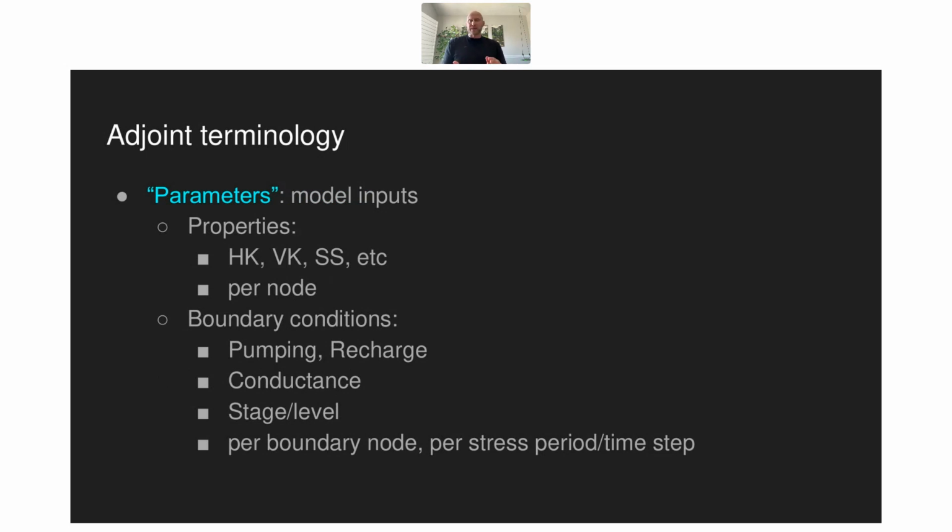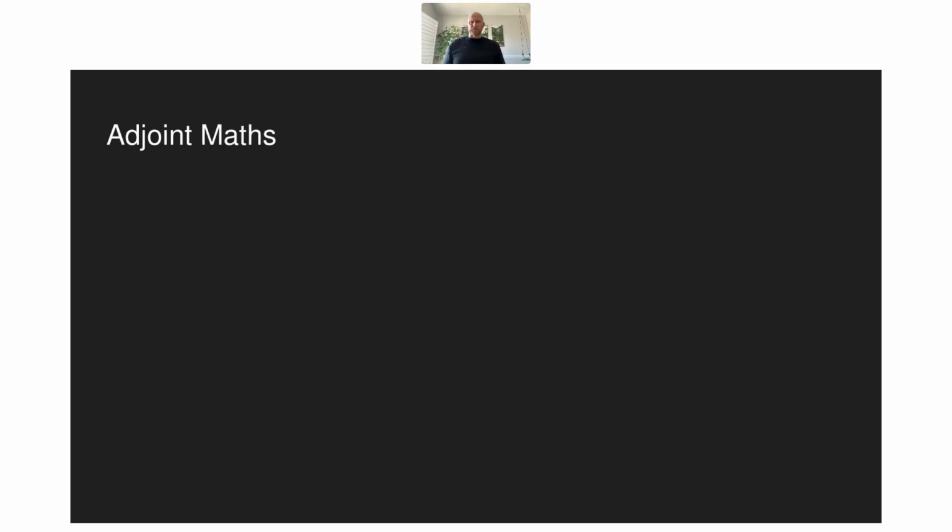And so we talk about properties, K, storages, but we're not talking about zones or pilot points. We're talking about grid scale. We're talking about the hydraulic conductivity in every model cell as a unique parameter. The storage in every model cell is a unique parameter. Boundary conditions, pumping, recharge, conductance and stage for mixed type boundaries. We're talking about every boundary node, every stress period as a unique parameter. So very high dimensional on the parameter side, but as we'll see, there's no computational penalty for being this highly dimensional with parameters.